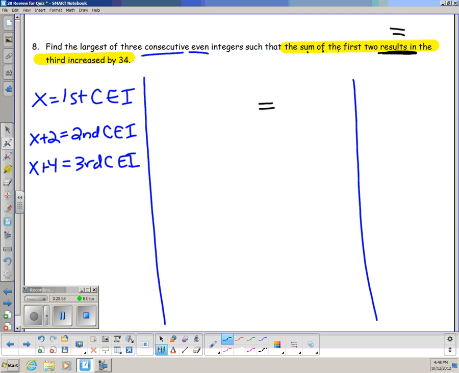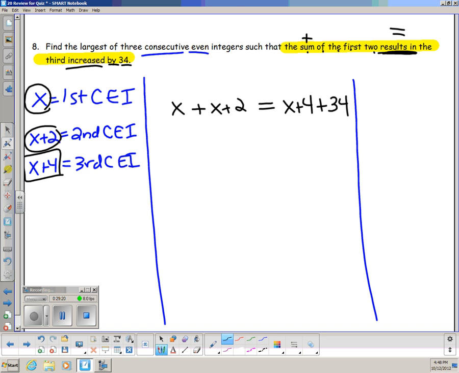The sum of the first 2. Sum means to add. I want to add up the first 2 consecutive evens. So that's x plus x plus 2 equals the third. Here's the third, x plus 4, increased by 34. If I take x plus 4, I need to increase it, which means add 34 to it to get up to what I needed to get. So that's where this comes in. The increase by 34, I'm adding 34 onto that side.